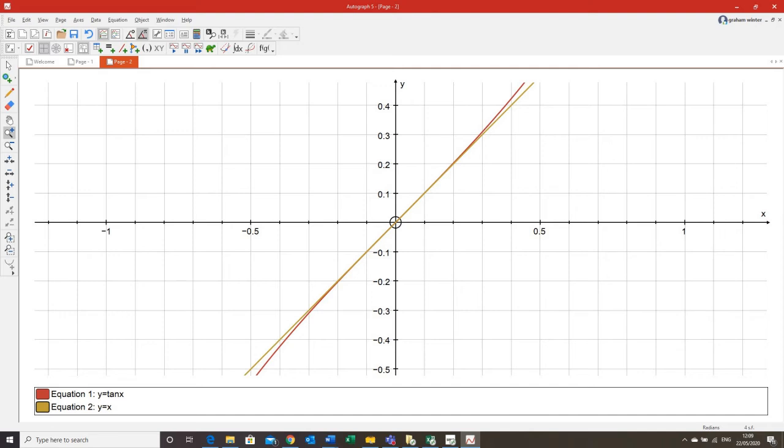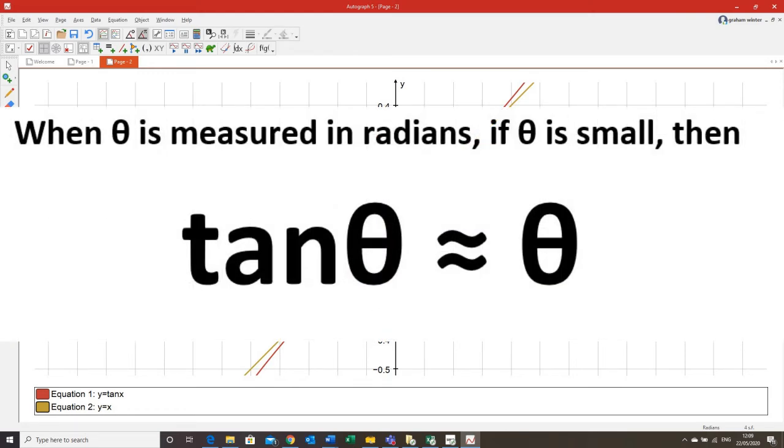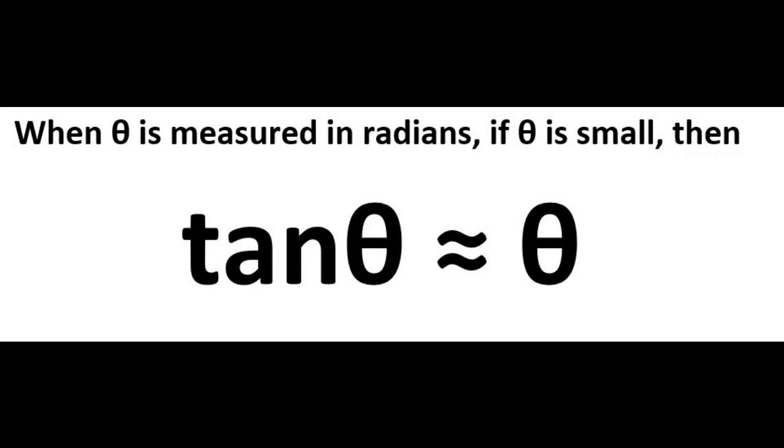Okay, so once again we've zoomed in, and you can see there is very little difference between the curve and the line when the angle is small, when it's close to 0. So once more we can express this algebraically. Let me emphasise again, only when theta is measured in radians, only when theta is small, and then in those circumstances you can replace tan theta with just theta.